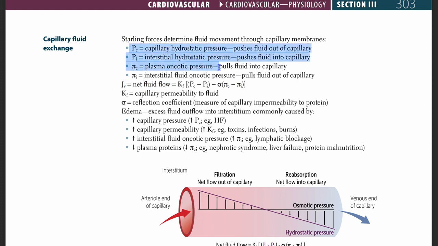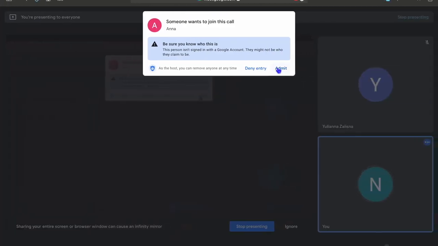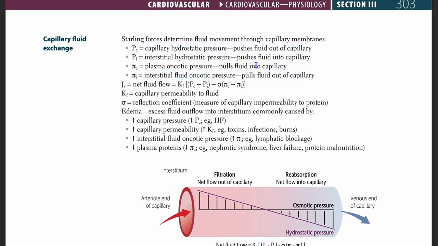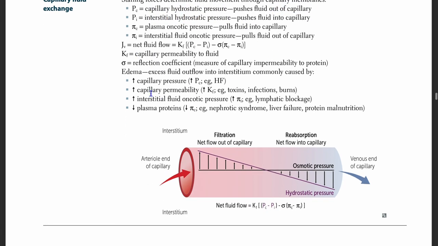They won't test you on the formulas, but they will test your understanding of the pressures, and this comes up in renal a lot, in the glomerulus. When you have increased renal blood flow, dilated afferent arterioles and constricted efferent arterioles in the kidney, what happens? The capillary pressure increases, so it pushes fluid out of the capillary into the interstitium. That's how that whole thing works.